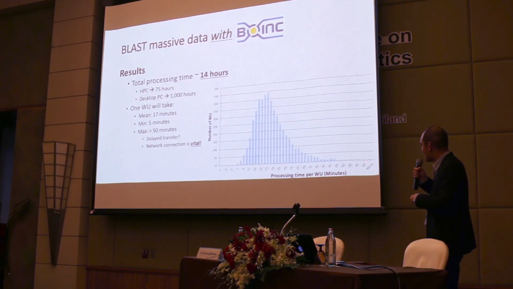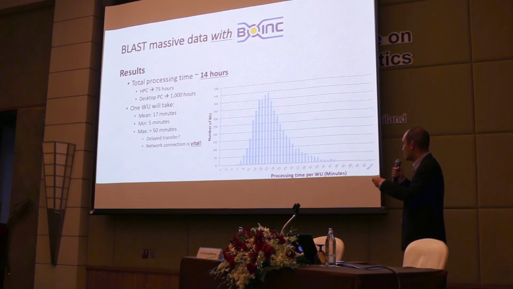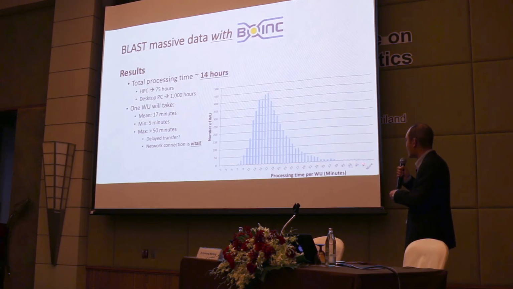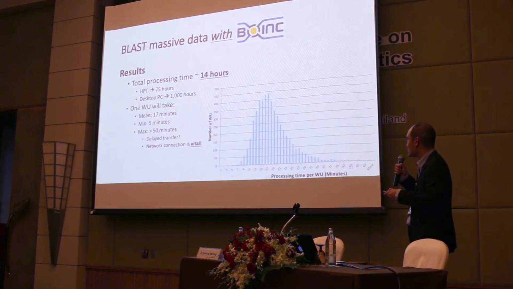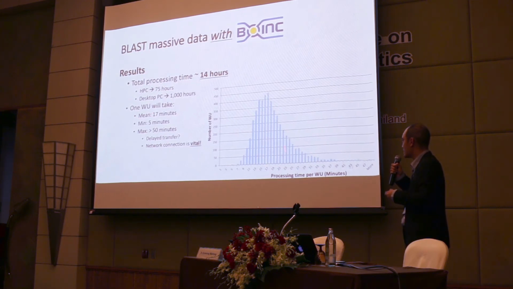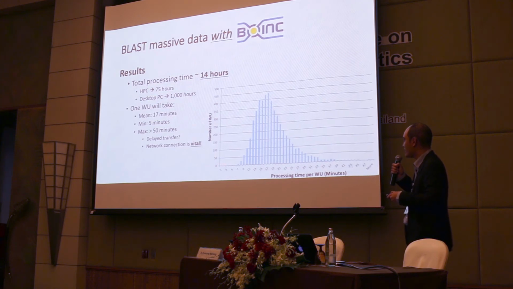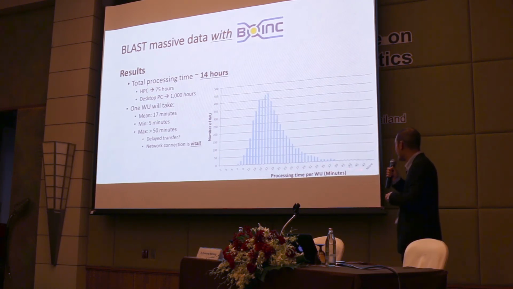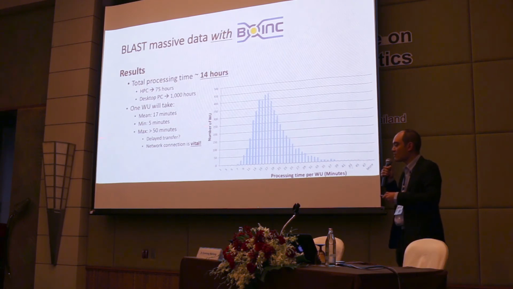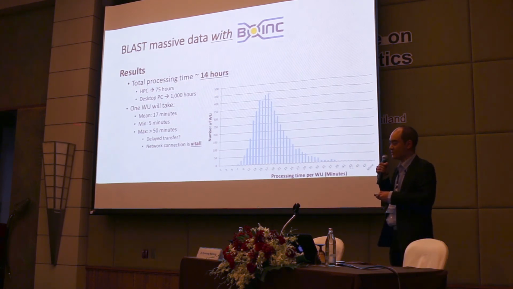This is the histogram of how long each work unit takes to process our data, our small chunk of input. You can see that for most work units, you need 17 minutes to process it. The fastest one takes 5 minutes. And we have some of the slowest ones that take more than 15 minutes. And we checked this against the delay of data transfer.